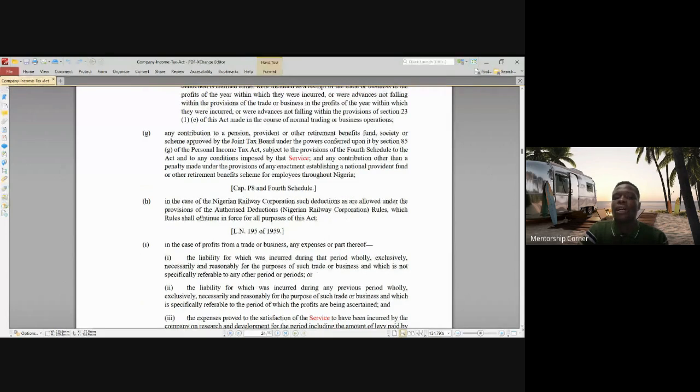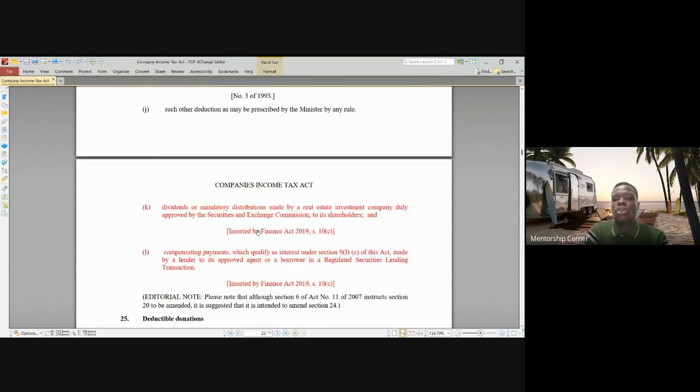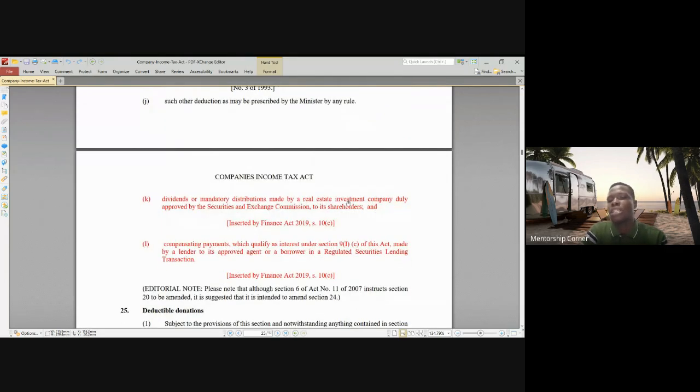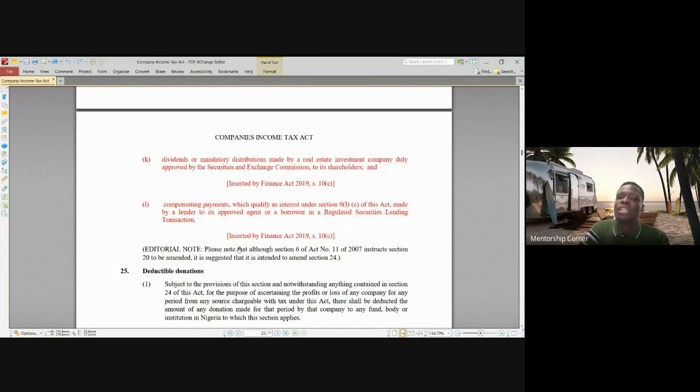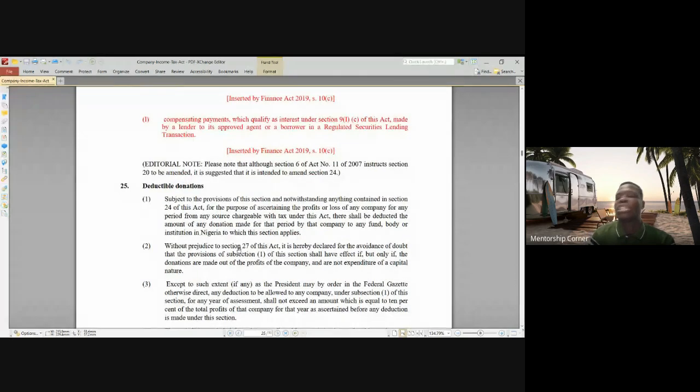Then we have what else? So we have also other expenses or liabilities incurred during that period, as long as they are wholly and reasonably incurred for the business, and such are allowable expenses. Now, we also have dividend or monetary distribution made by a real estate investment. You have compensation payments, that is gratuity and the likes, right? All these are allowable deductions as long as they relate to the specific business that we're talking about. Now, we also have section 25, which talks about deductible donations. Don't forget, section 24 talks about deductible expenses. Section 25 talks about deductible donations.